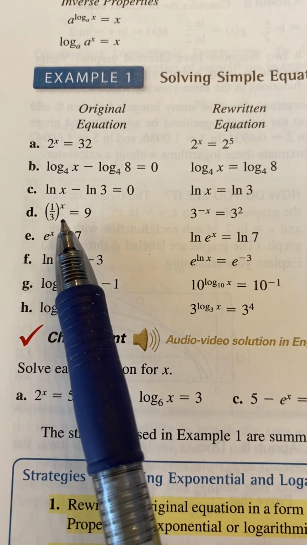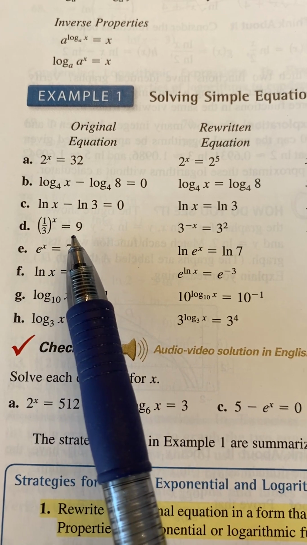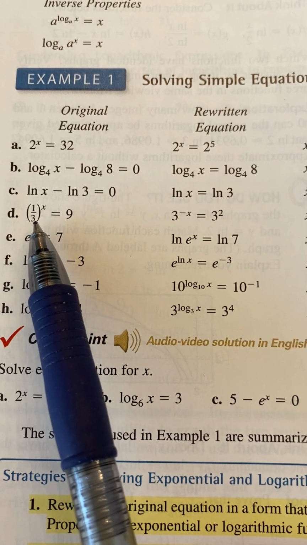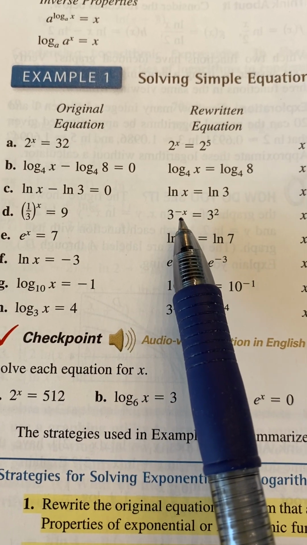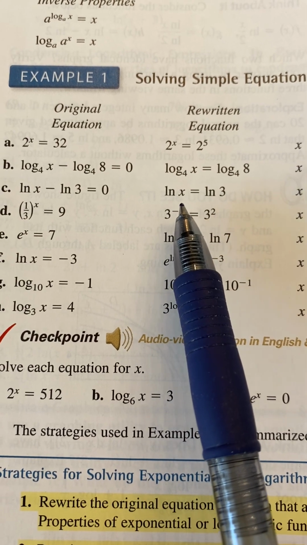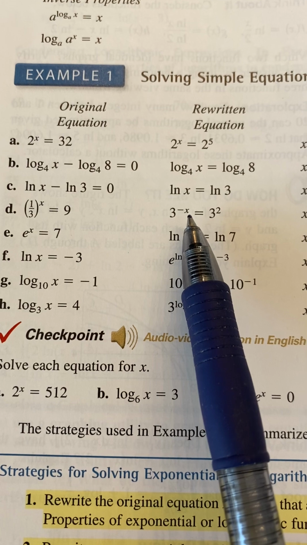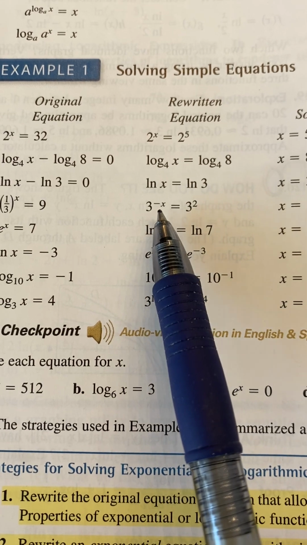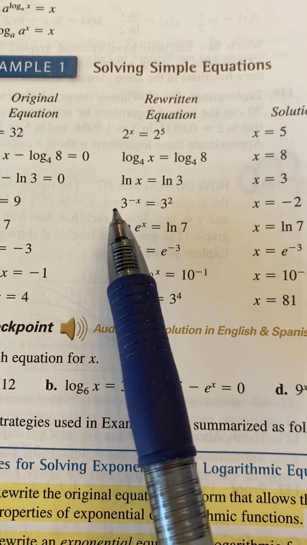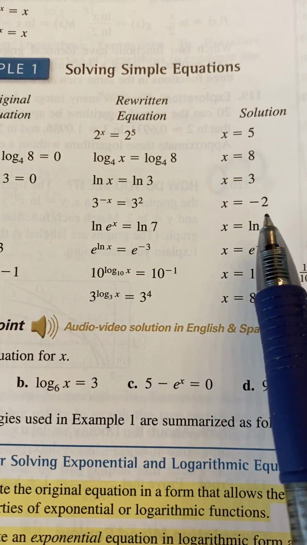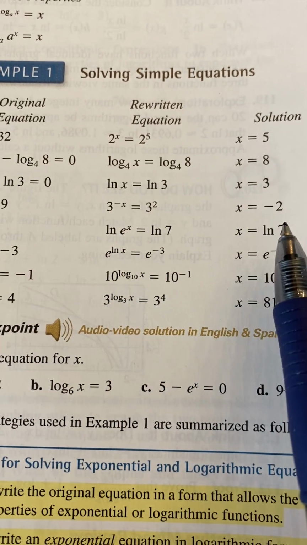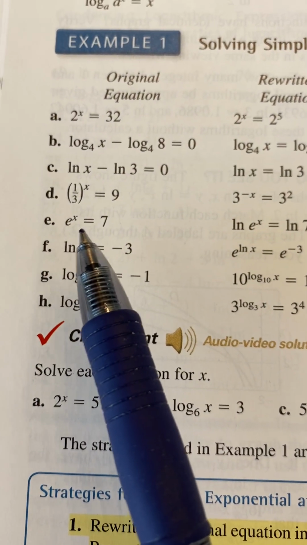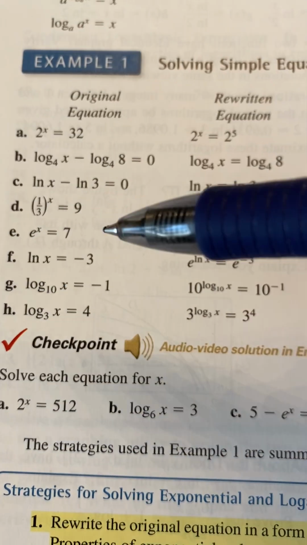All right, this one is a little trickier. If we have 1/3 to the x is equal to 9, again, we want to write these both as the same base. 1/3 is 3 to the negative 1, and 3 to the negative 1 to the x becomes 3 to the negative x, and 9 is 3 squared. So therefore, negative x would equal 2. See, the bases are the same, so we can drop them. And therefore, x would equal -2. Some little tricks here.